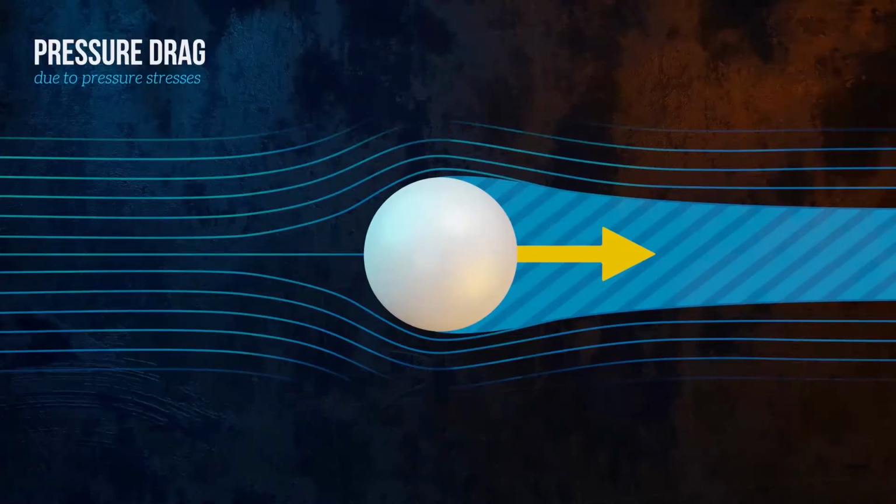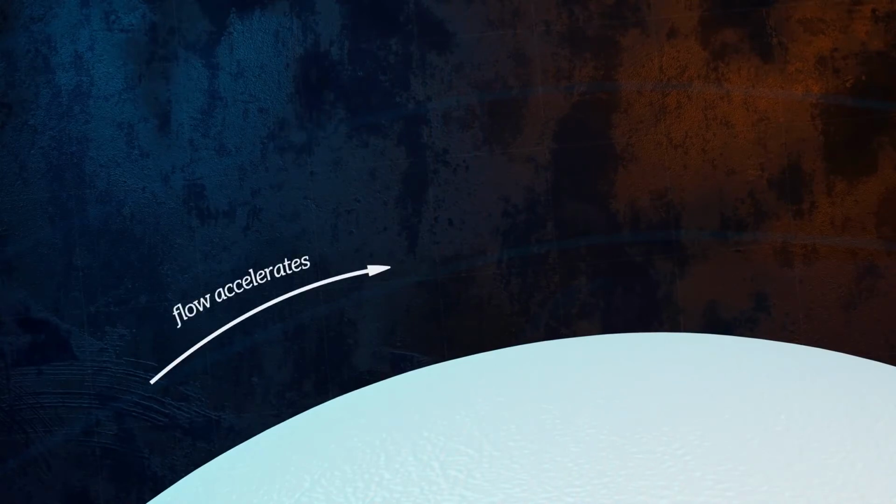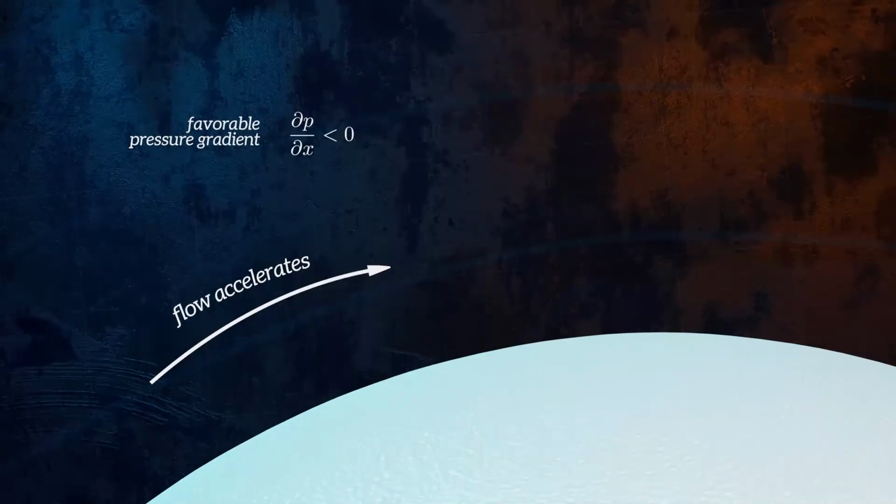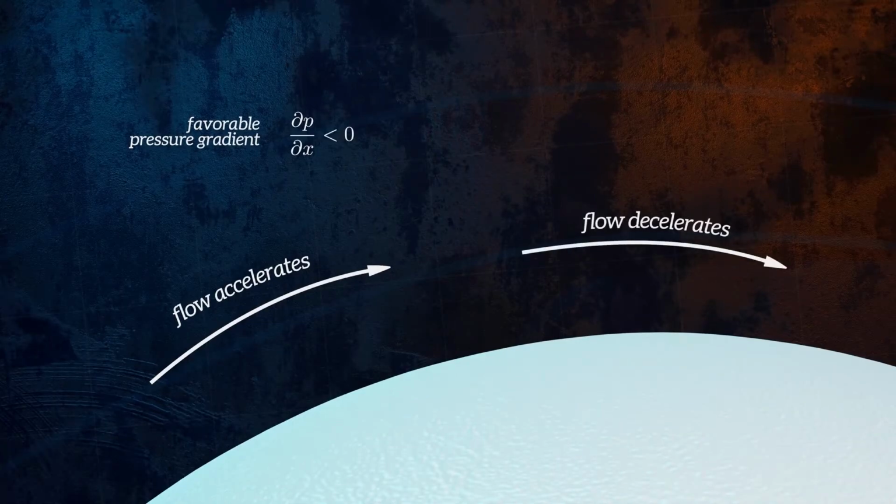To understand why flow separation occurs, let's look at flow on the upper surface of the sphere. As the fluid passes over the surface of the sphere, it is initially accelerating, and so pressure is decreasing in the direction of the flow. This is called a favorable pressure gradient. Beyond a certain point, the flow then begins to decelerate, and so pressure in the flow direction is increasing.